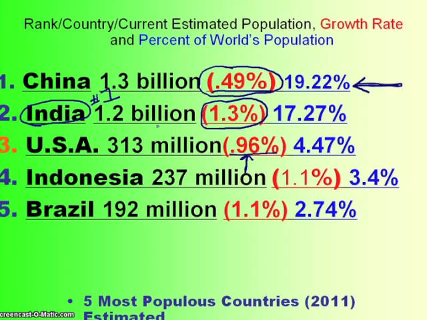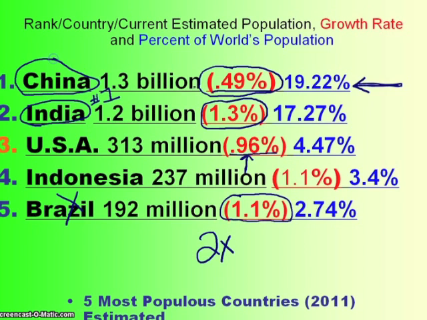Here's the other thing you want to take a look at. Even though China is only growing at 0.49%, let's look at Brazil. Brazil is growing over twice as fast as China. But if I ask you the question, which country will have a bigger impact on world population, it's still not going to be Brazil. It's still going to be China. And you might say, well, why is it China? China only has a growth of 0.49%, where Brazil is growing by 1.1%.